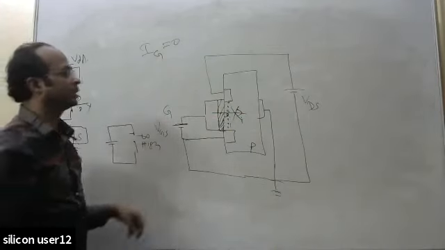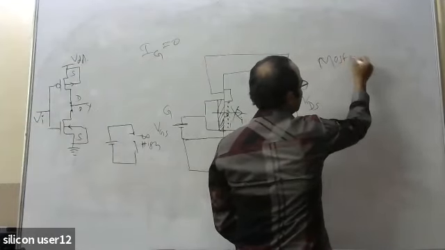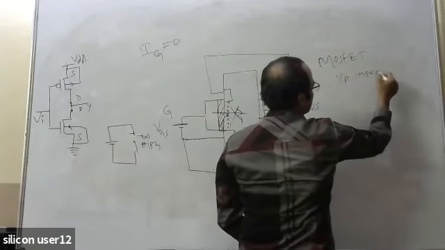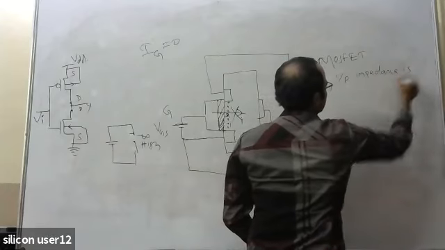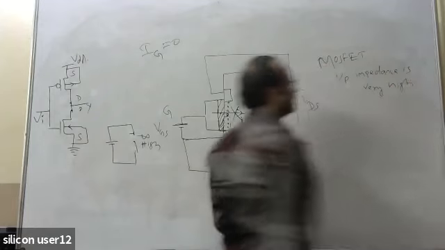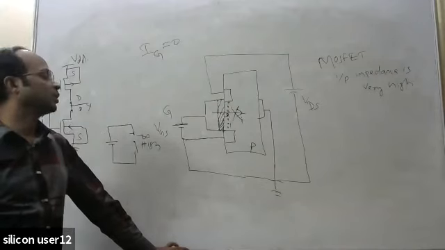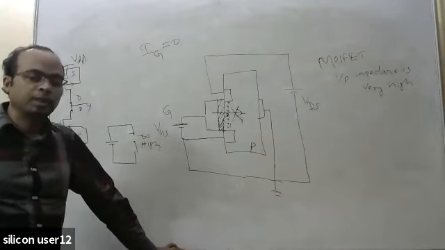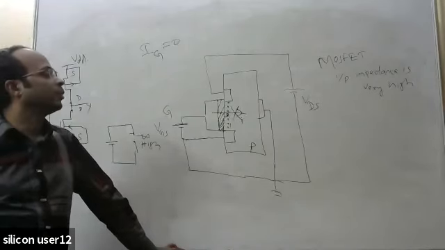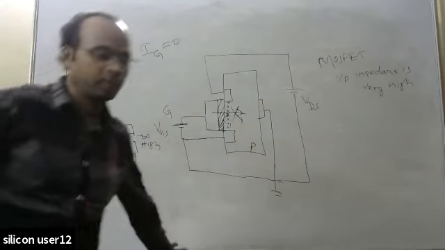So in case of a MOSFET, the input impedance is very high. This is also one important property of the MOSFET. Whether it is a depletion type MOSFET or an enhancement type MOSFET, in both the input impedance is very high. So this is one parameter about it.